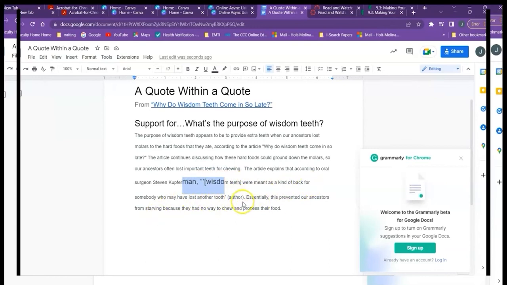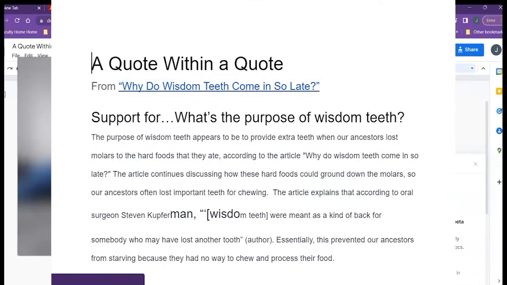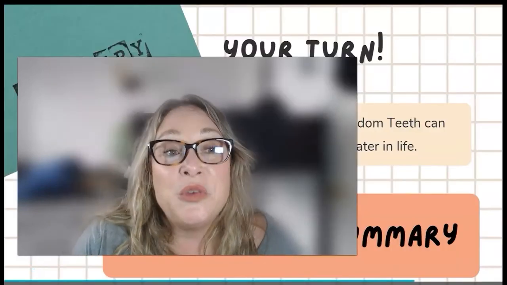And here I put, so Stephen Kupferman said, wisdom teeth were meant as a kind of backup for somebody who may have lost another tooth, right? And we put the author if we had it. We don't have it in this particular case. Essentially, this prevented our ancestors from starving because they had no way to chew and process their food, okay? So there's a quote within a quote. It is available to you guys, and you kind of have an idea of how you might want to do that. So now it is your turn.